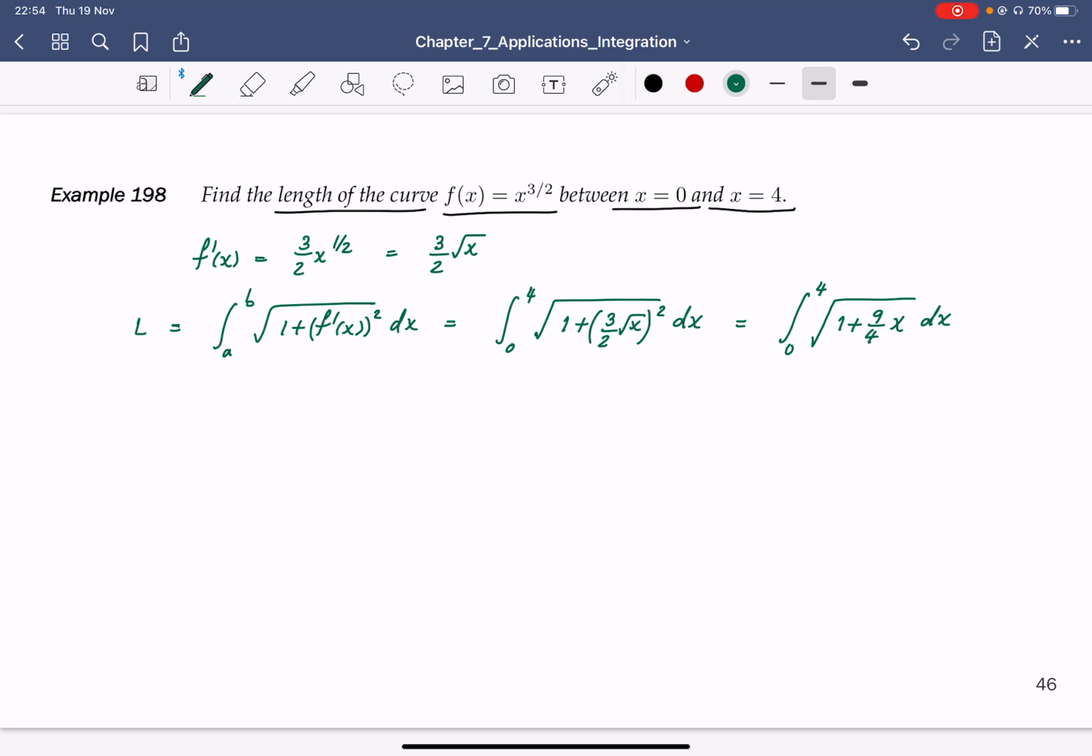All right, now it's time to integrate. We're going to do u substitution. Let u equal 1 plus 9/4 x. So now your integrand is just the square root of u. Once you pick u to be 1 plus 9/4 x, du is 9/4 dx, which means dx is equal to 4/9 du.